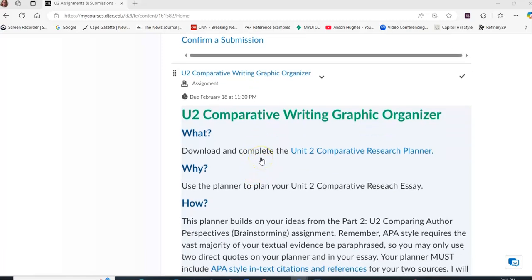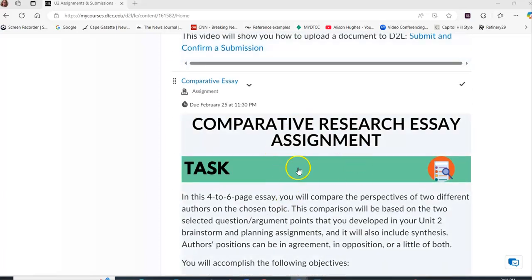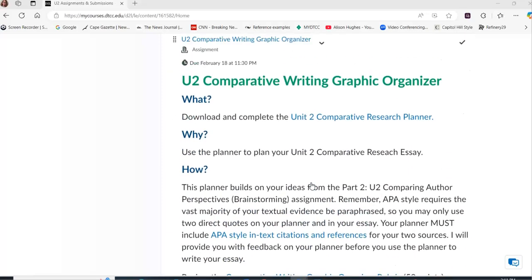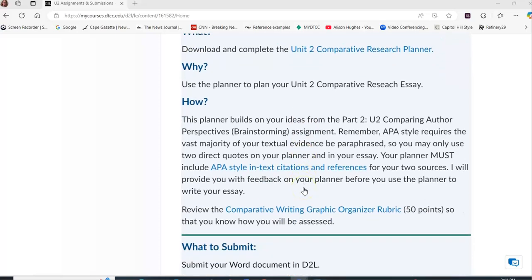So this graphic organizer is going to help you plan out your comparative research essay. If you would like, you can go ahead and go forward to the essay assignment and review that video as well. But basically, this planner is going to build on your brainstorming assignment and prepare you to write your essay. This is the only stage of the writing process where you will get additional feedback. There is no rough draft for Unit 2. And this assignment is worth 50 points.